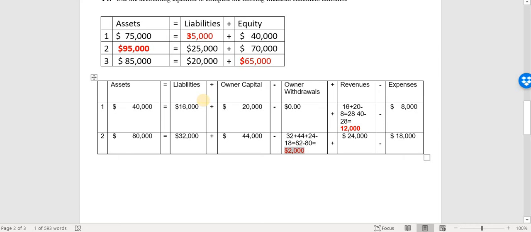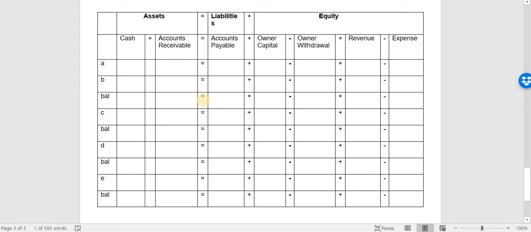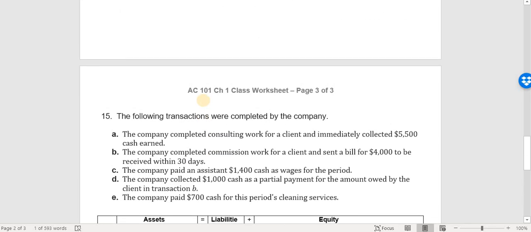Okay, I think I'm going to leave it here and let's just move right on to number 15. No, let's not. We'll do it on its own.